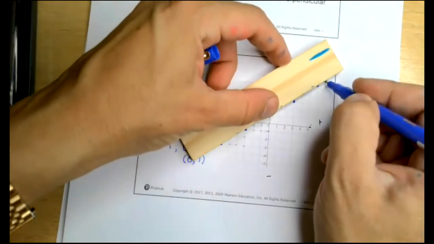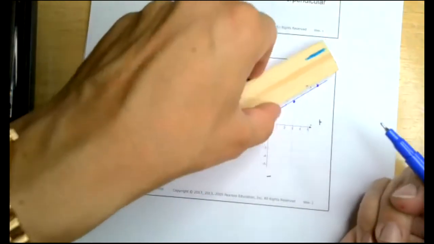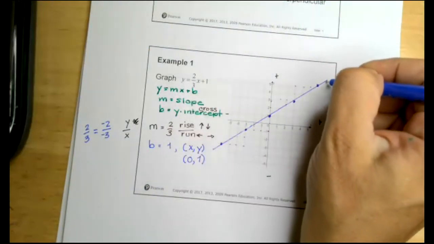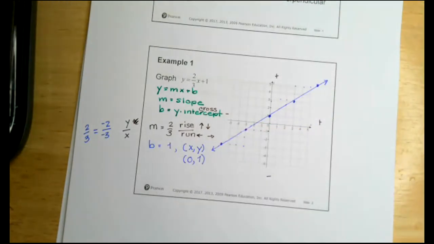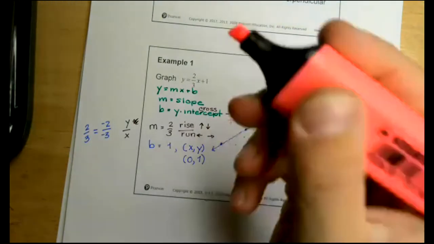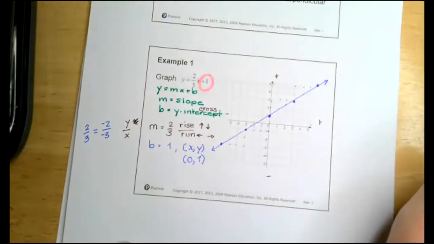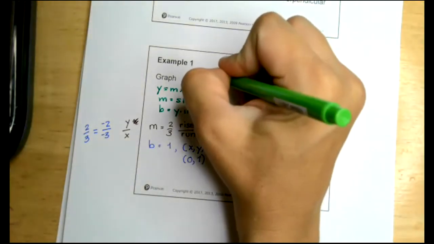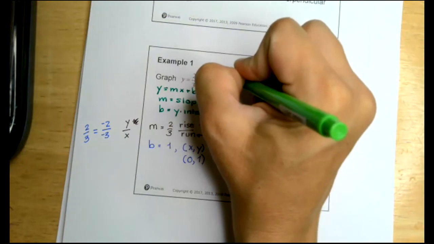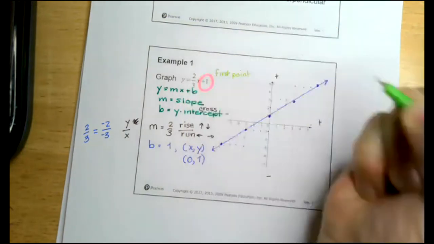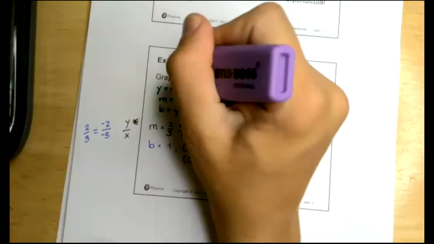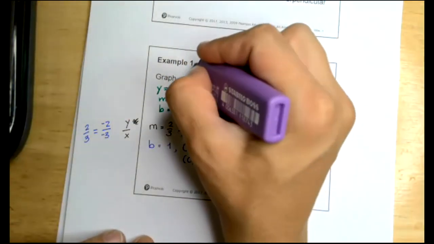That is the line of which this is the equation. Okay. So b, or y-intercept, gives us our first point. So this is my first point. And then the 2 and 3 tell me how to get to the next point.